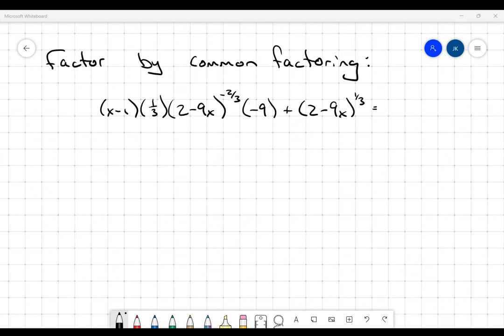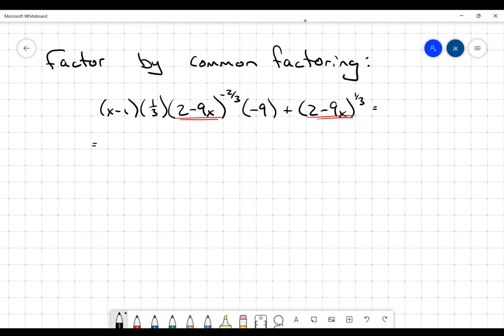All right, everybody. So here's another question about common factoring. And similar to a previous one that I've done here, I notice right off the bat that I've got this common 2 minus 9x. Okay, and I'm going to take that out here. But before I even get there, what I want to do is clean up a little bit.